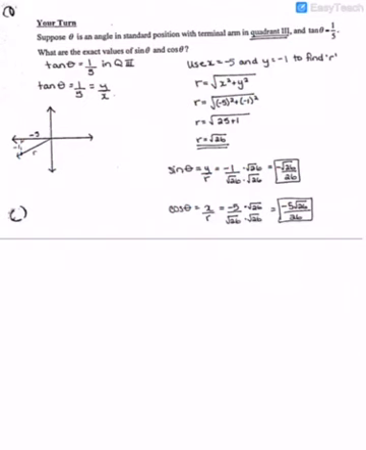Here's the your turn for that one. So again, please pause the video, try it yourself, and then just take a look back at the answer here as you need it.